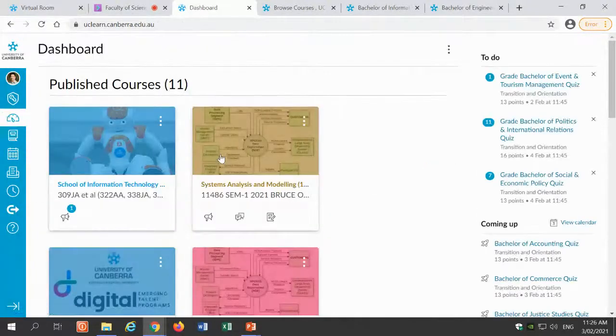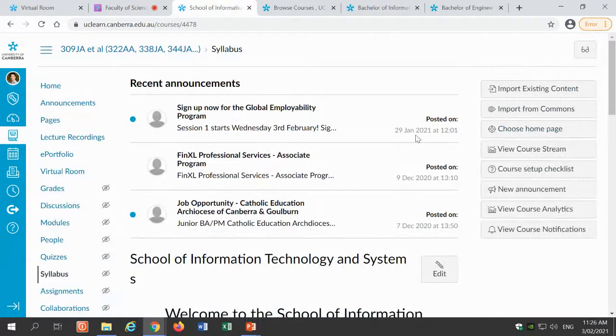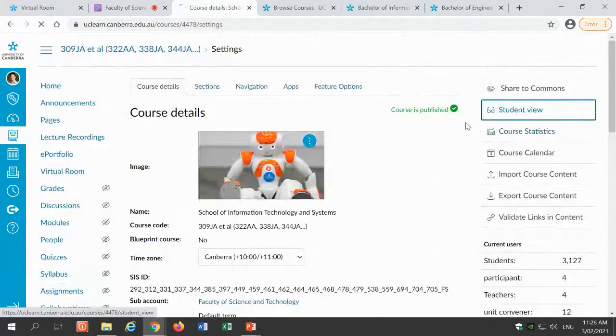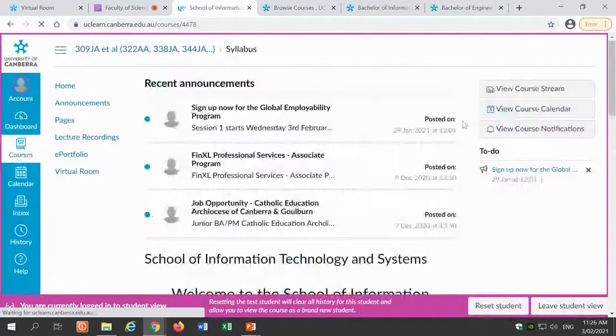So this is Canvas. This is the learning management system that we use at UC, and this is where you'll find your course sites and all that. But there's one site that you all will be registered in, which is the School of Information Technology and Systems site. So this is the School of ITS Canvas page. So if we open that up, I'll just very quickly set it to student view so it matches what you guys could see. So this is what it will look like for you.